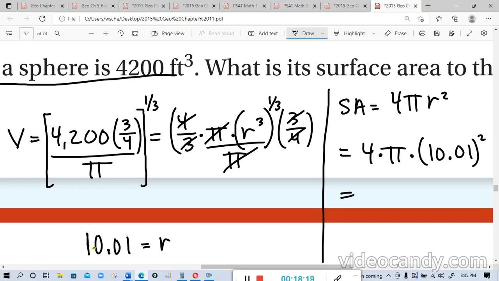I'm going to do this on the calculator, and I'm just going to go right for the round off here. I get 1,259. And they said nearest tenth, so I'm going to do 0.2. The units were in feet, so that is going to be feet squared. Final answer.